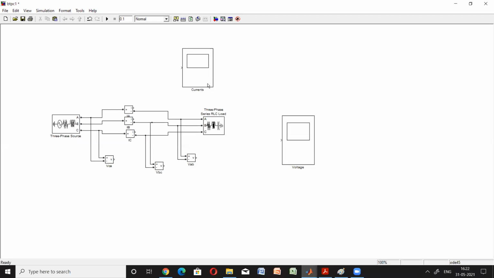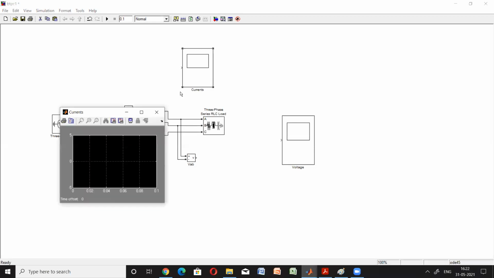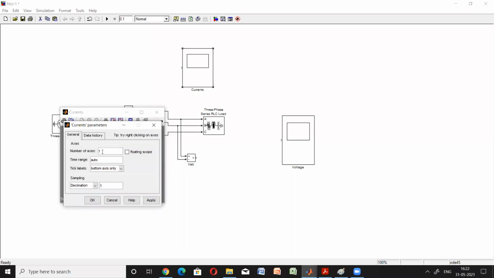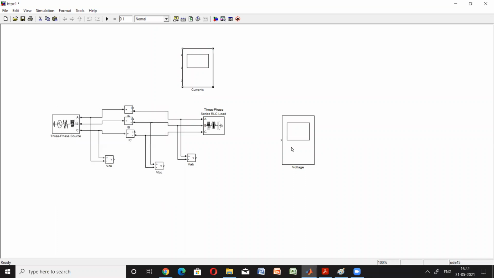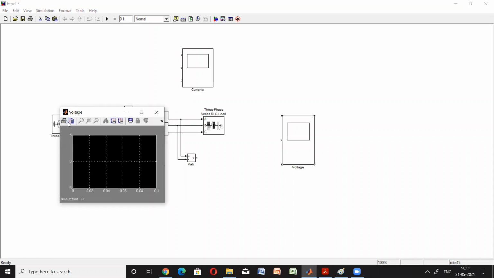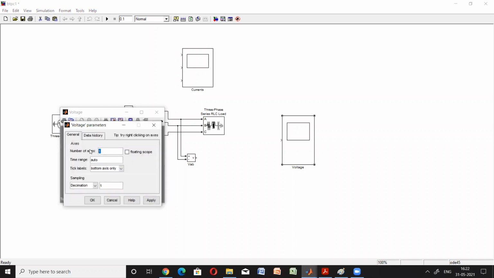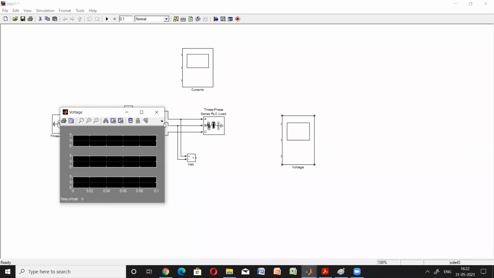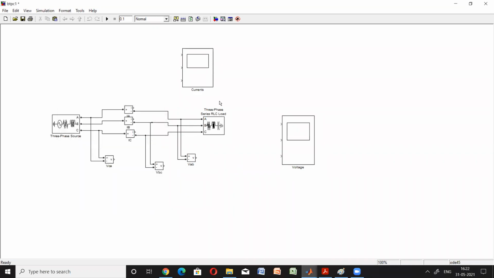Now, as we know, we have three currents, so let us make this current scope 3 axis. And as we know, we have 3 voltages, so let us make this 3 axis too. In the current scope, first of all I am giving IA, then IB, then IC.